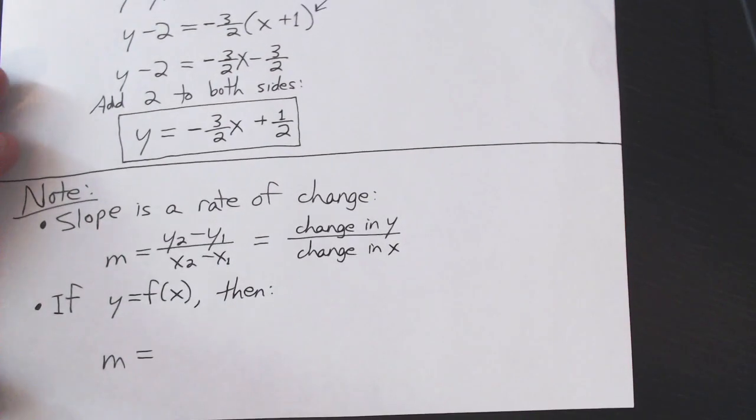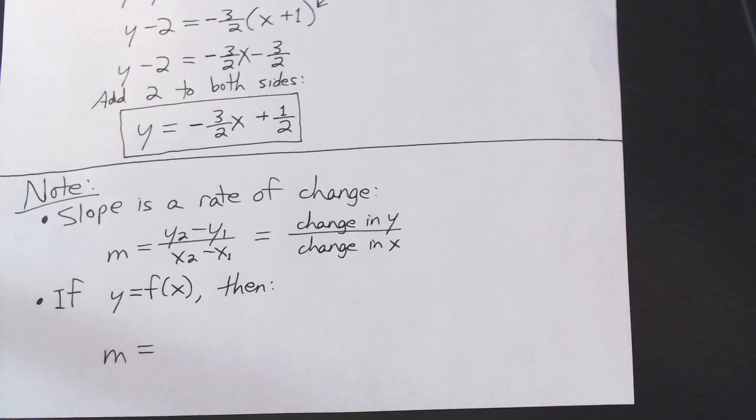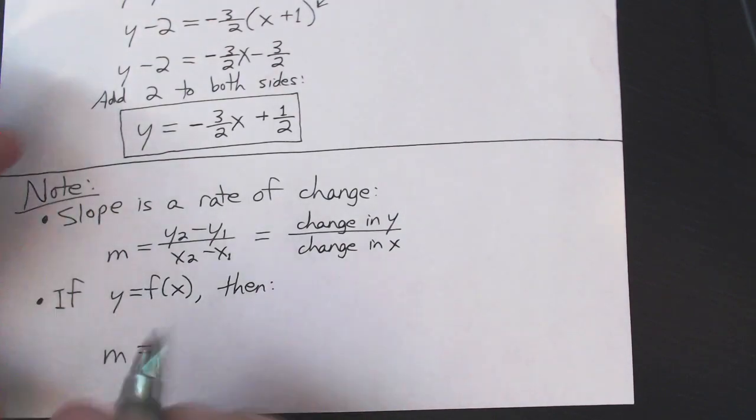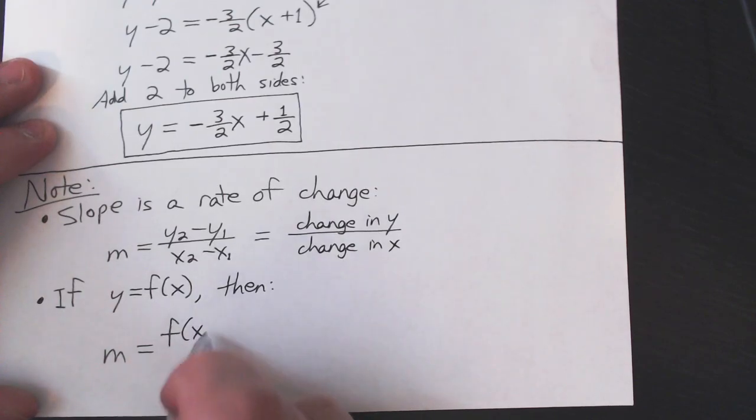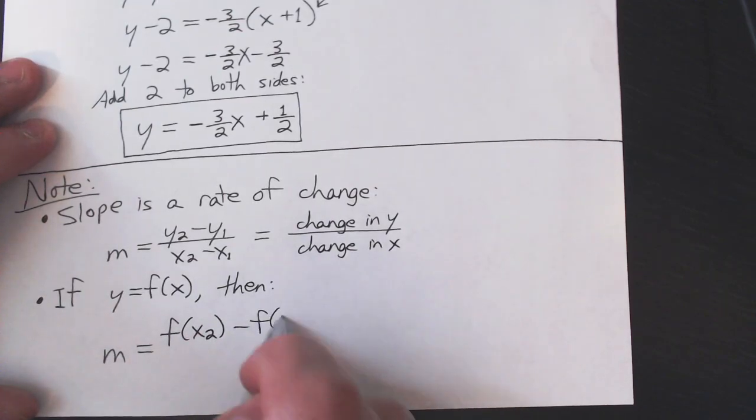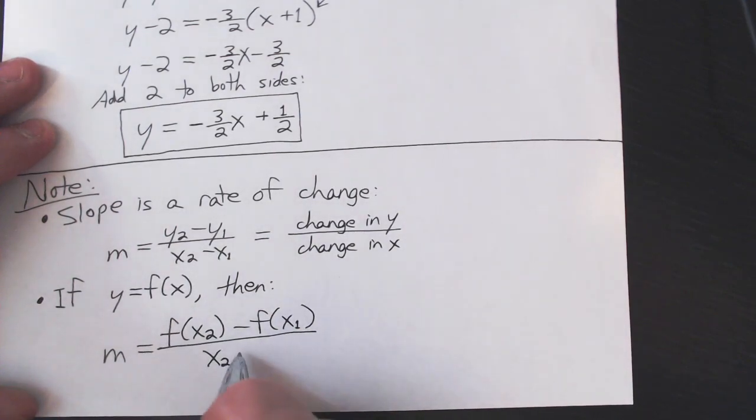Well, we're not going to say y1 and y2 anymore. We want to write it with f. We can say f of x2 minus f of x1. That is what goes up top, and the bottom is still the same, x2 minus x1.